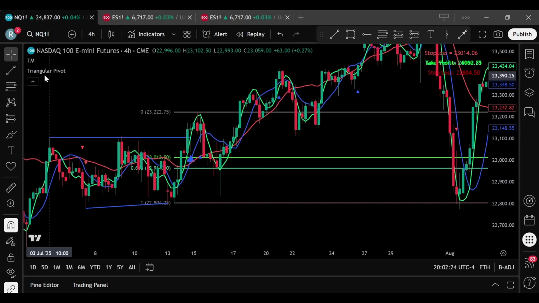So again, the triangular pivot can be a great indicator to pair with this, with the Trendmaster, because it will also help identify where the consolidation is. Now, obviously, just looking at price action, we can clearly see it's been consolidating, but it's identifying as well a high probability triangular pattern with the upside breakout, with confirmation of moving up.